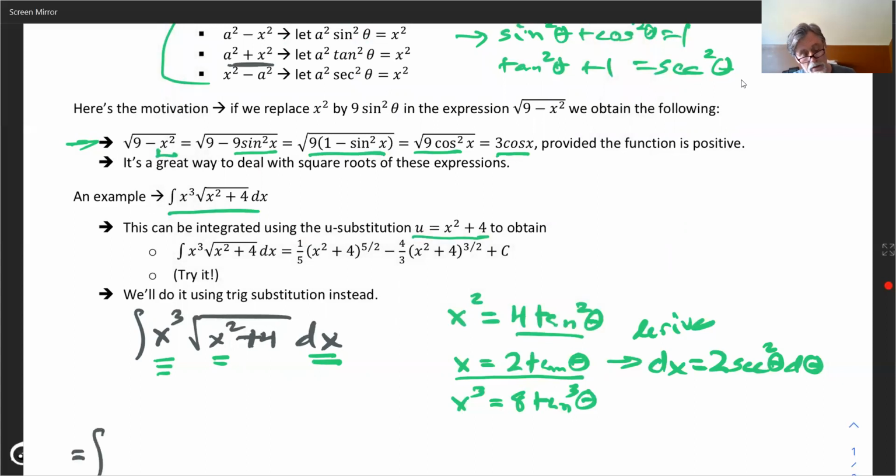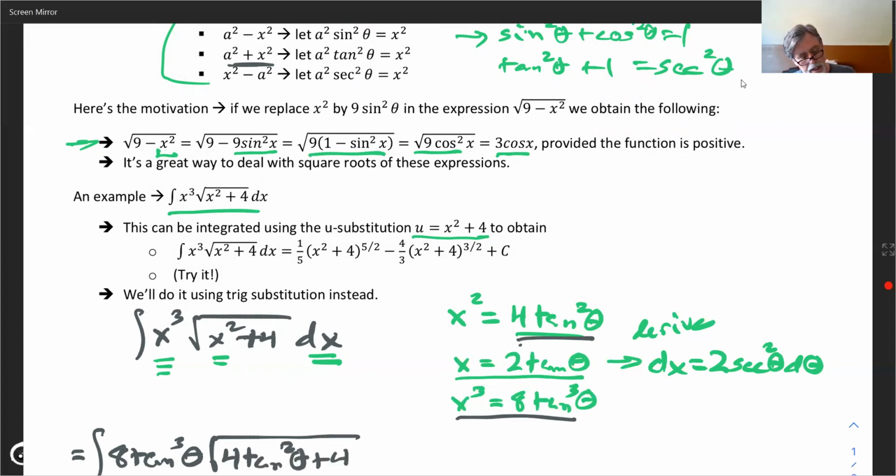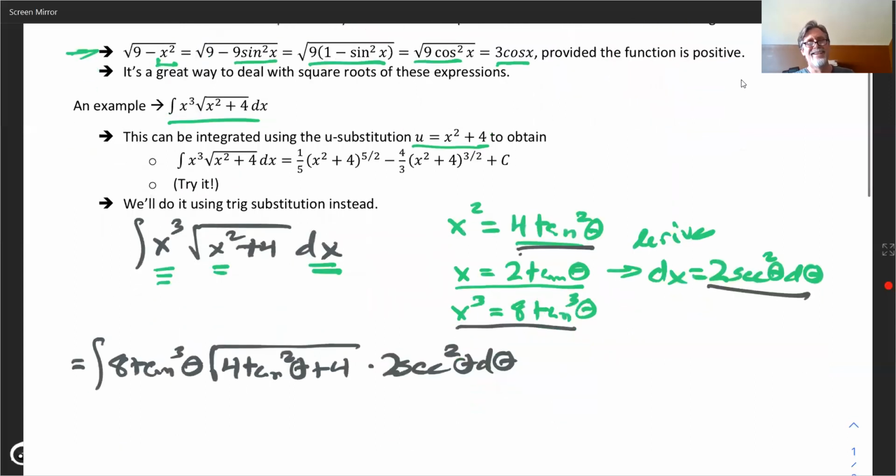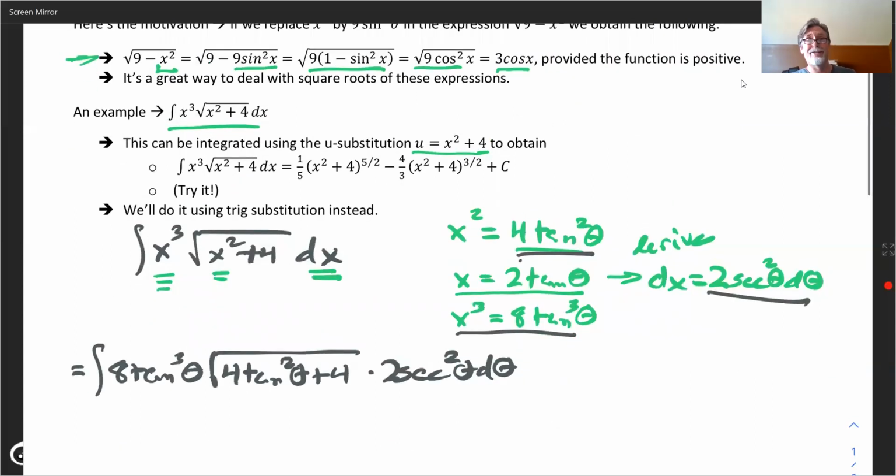It becomes the integral of x cubed. I'm going to replace it with 8 times tangent cubed of theta. Square root x squared, I'm going to replace it with 4 tangent squared theta plus 4. And then dx, I'm going to replace it with 2 secant squared theta d theta. Isn't that fun? Yeah, it's way better. Is it really? I went from here to here. It looks terrible. But because of Pythagoras, it simplifies, and we lose the square root.